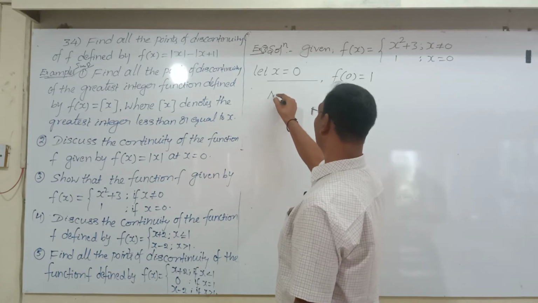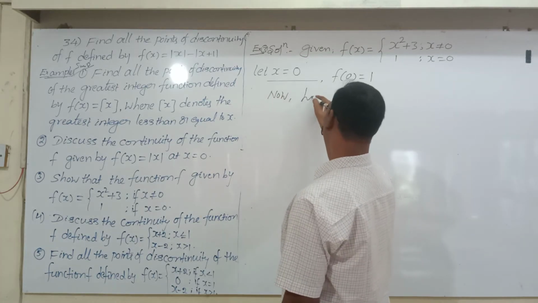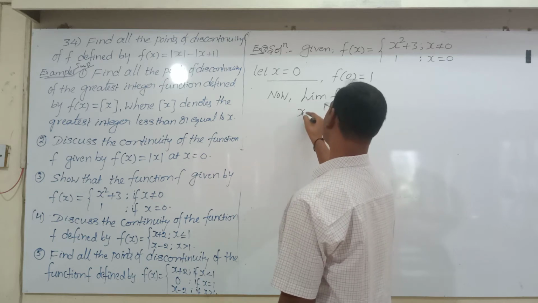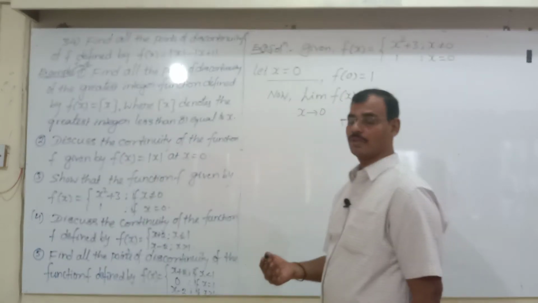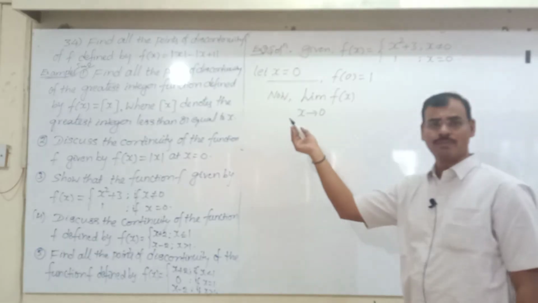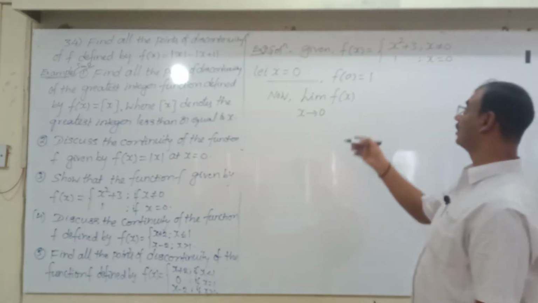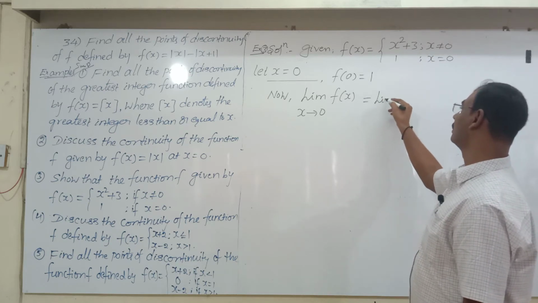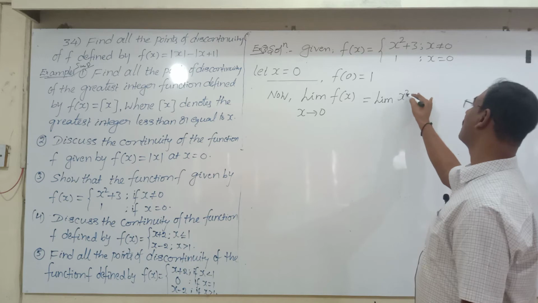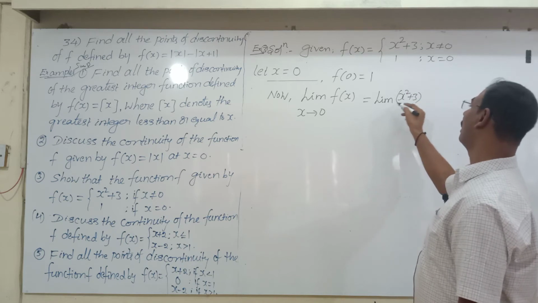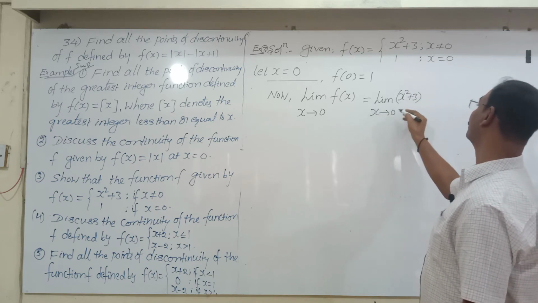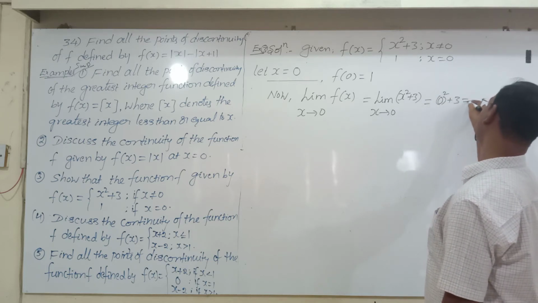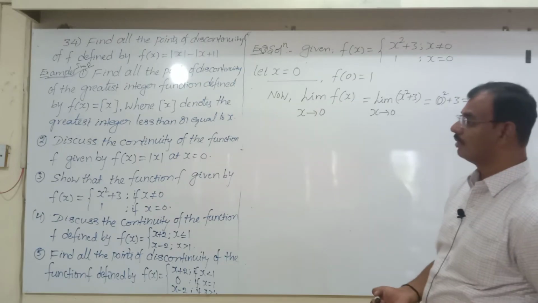Okay, now find the limit. Limit of f of x as x approaches 0, that is either more than 0 or less than 0. So what is the f of x value? x square plus 3. So limit of x square plus 3 as x approaches 0. Apply the limit: 0 square plus 3 is equal to 3.